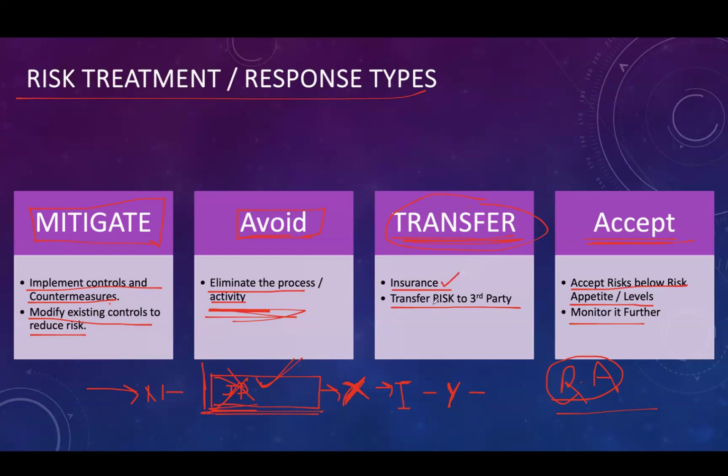Okay. So even the other way around, if an organization is taking an insurance for a particular risk, what type of risk treatment is being done? So it is risk transfer. So risk acceptance is always below risk appetite. So understand, if an organization is accepting the risk, it means it is under its risk appetite. Okay.